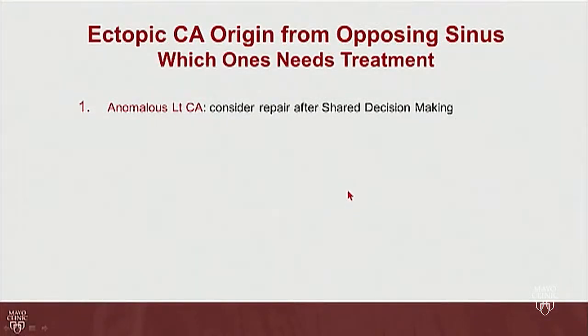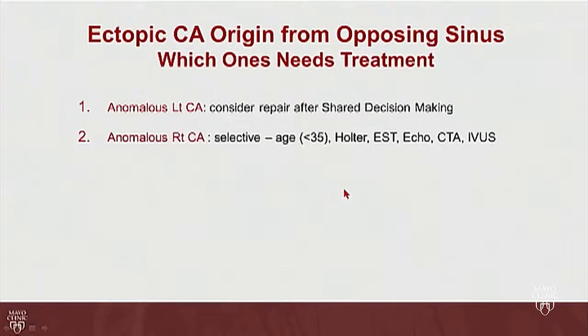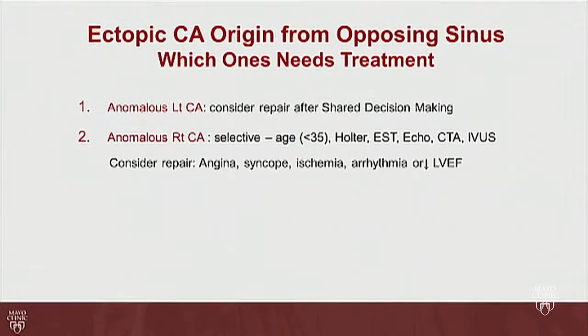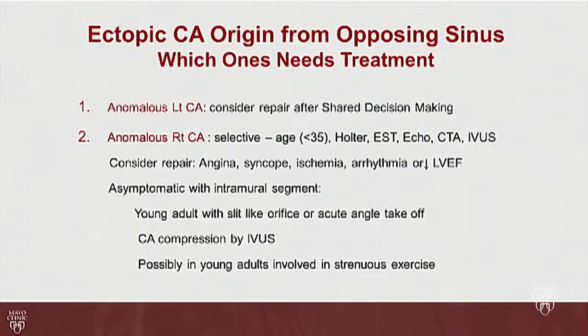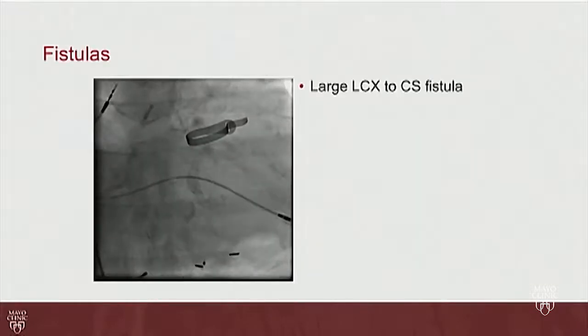So, with an anomalous left coronary artery, you want to consider repairing it after shared decision making. The anomalous right coronary artery is usually more selective and based on age and other signs that it's actually physiologically significant. So younger patients are more likely to have benefit from repairing that. You want to consider it in patients who are having symptoms or a decreased ejection fraction. If they're asymptomatic and young, and have some evidence that it's physiologically significant even in young patients who aren't having much in the way of symptoms, you still should consider repairing that.